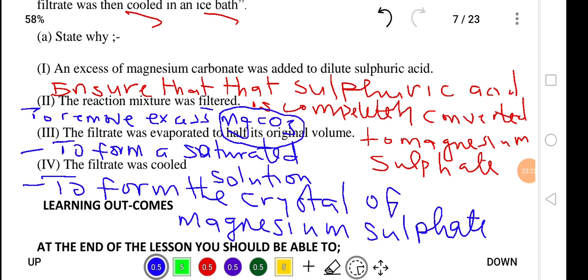So you need to understand, very important, I am not going to start a new subtopic. I will allow you to go through the same preparation of magnesium sulfate as you coordinate it to what we discussed in the previous video.